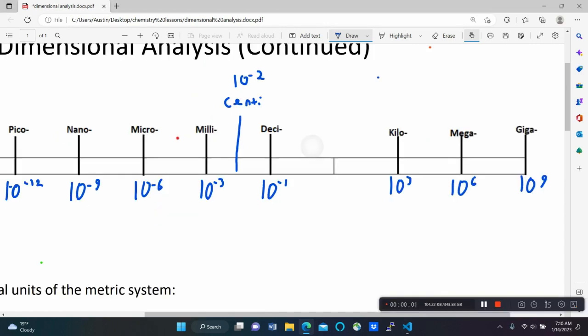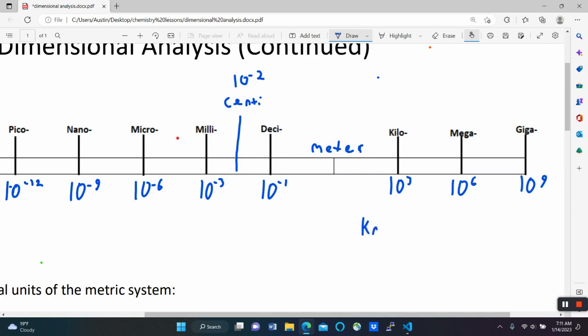So let's look, for example, at a fundamental unit of length, the meter. A meter would be multiplied by a factor of 10 to the 0th, which is 1. 1 meter is 1 meter. But what about a kilometer? Well, we know that the prefix kilo corresponds to 1 times 10 to the 3rd. So 1 kilometer is going to be equal to 1 times 10 to the 3rd meters.